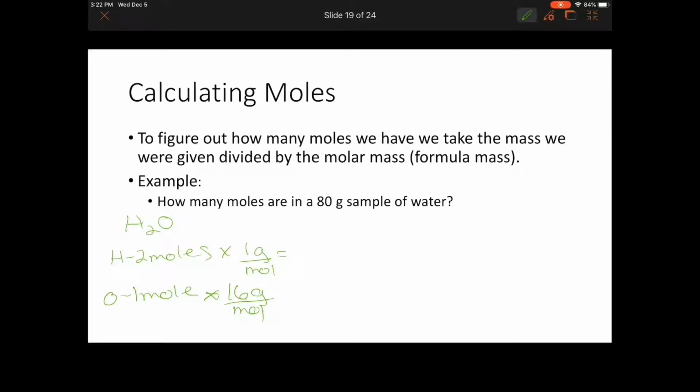So let's do the math on that. 2 times 1 is 2. 1 times 16 is 16. Now add those together, and that gives me 18 grams per mole. I left the mole on this time because that is the unit that we need to get to.